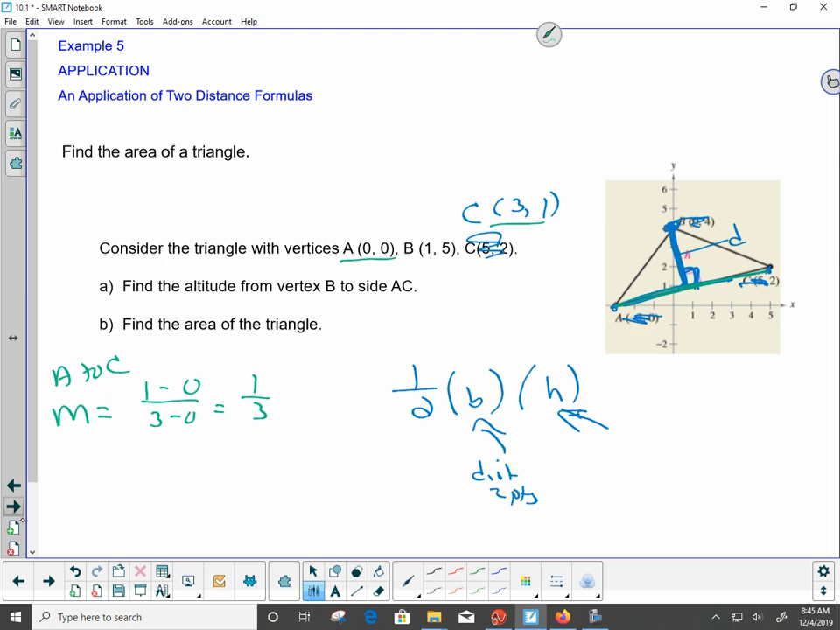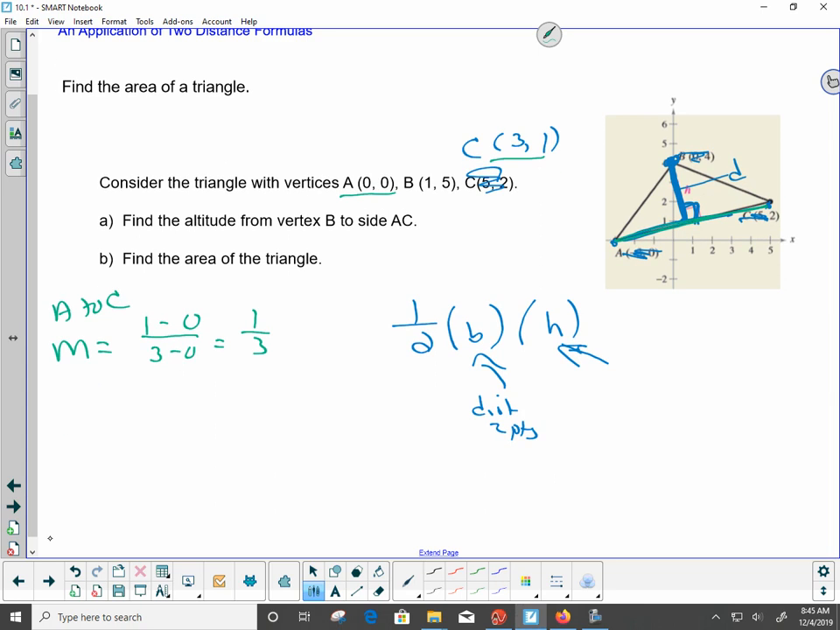Then I'm going to write the equation. I'm a point-slope person: y minus y sub 1 is equal to m times x minus x sub 1. So my slope is 1/3. I'm probably going to pick the point A because that is by far a much easier point, right? So I'm going to have x minus 0, and then this will be y minus 0.